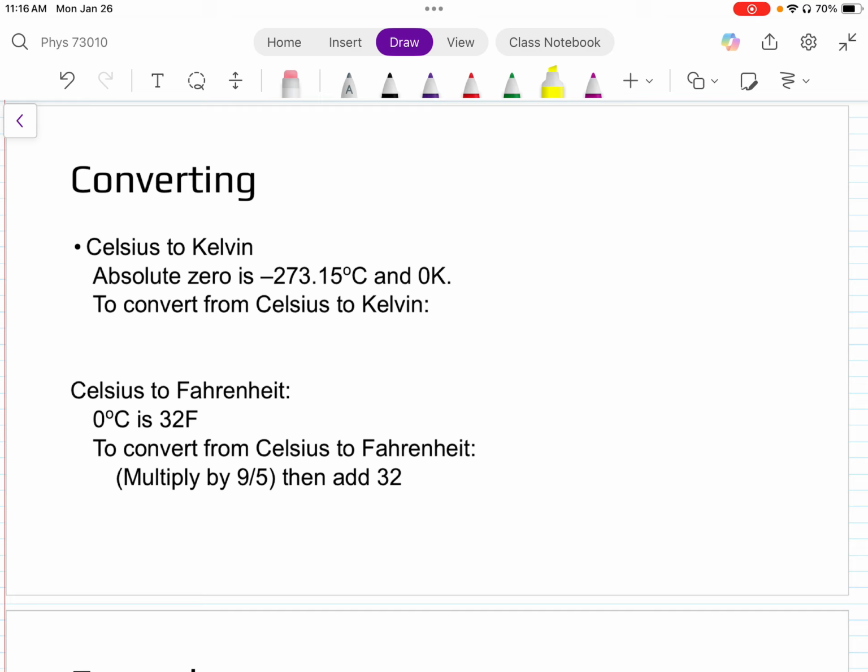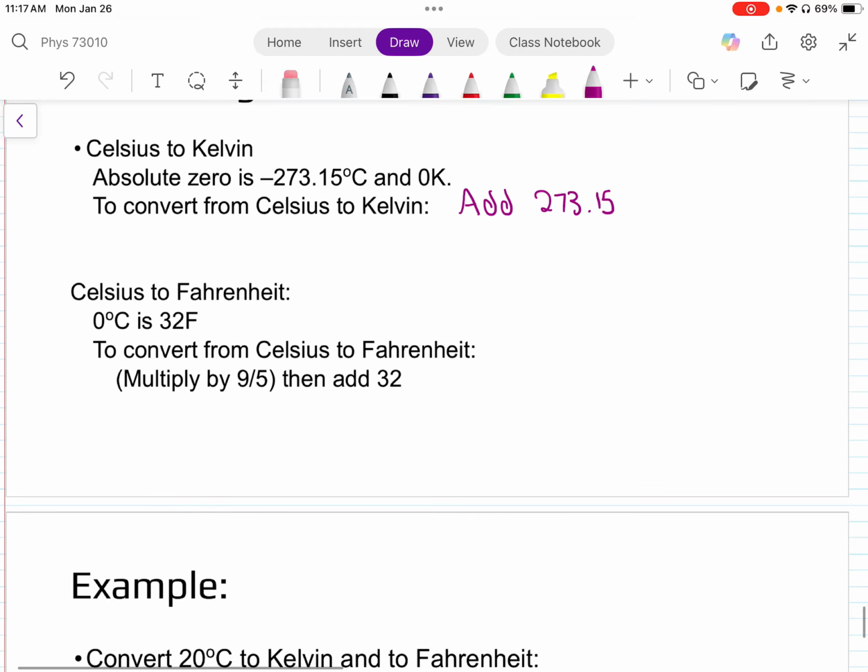If we're going from Celsius to Kelvin, basically 0 Kelvin is absolute zero, which is negative 273 degrees Celsius. So if we want to go from Celsius to Kelvin, we have to add 273.15. The degrees are equal. If you change 10 degrees Kelvin, that's the same as changing 10 degrees Celsius. The steps are equal. They just changed where the zero was. 0 Celsius is where water freezes. 0 Kelvin is absolute zero. Fahrenheit is a little bit messier.